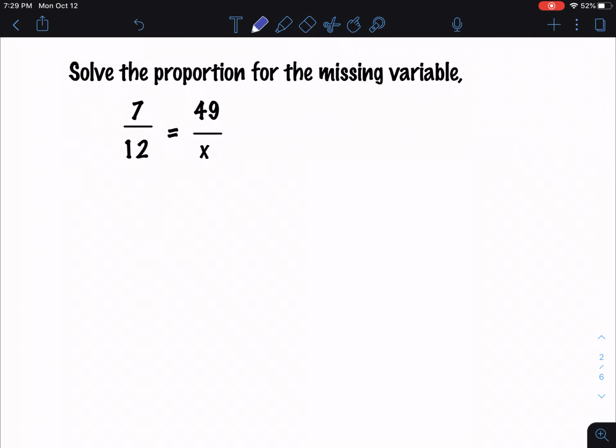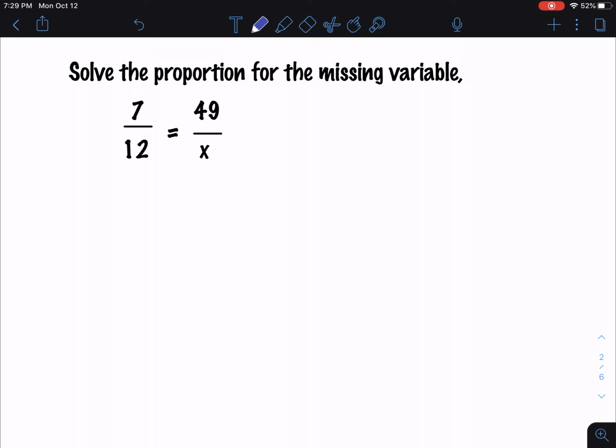For example, the proportion of 7/12 equals 49 over x. One way we could solve this proportion is seeing that our numerators are increasing by a growth factor of 7, so that would also mean that our denominators would increase by a growth factor of 7. Another way to solve for this missing variable would be to set the cross products equal to each other, because we know that that statement is always true.